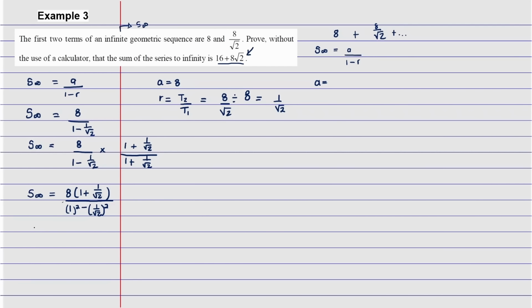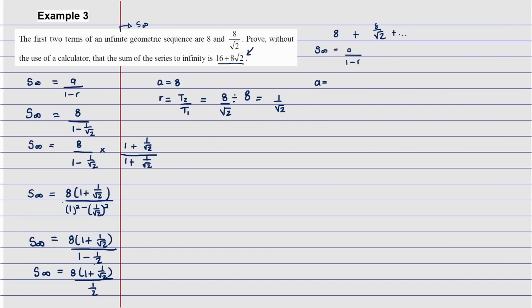So let's simplify that. Sum to infinity is equal to, leaving the numerator the way it is for now, 1 plus 1 over root 2. And this is going to be divided by 1 minus a half. So the sum to infinity is 8 times 1 plus 1 over root 2, divided by 1 over 2.